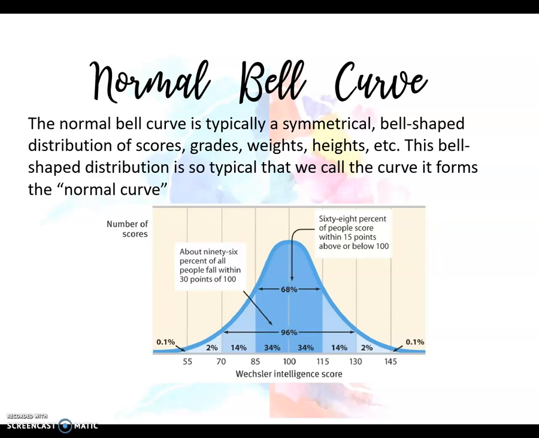Then we have our normal bell curve, and this is where you guys see the standard deviation. The normal bell curve is typically a symmetrical bell-shaped distribution of scores. Could be grades, weights, heights. But this bell occurs so often that we have now labeled it the normal curve because we see it happening so often.